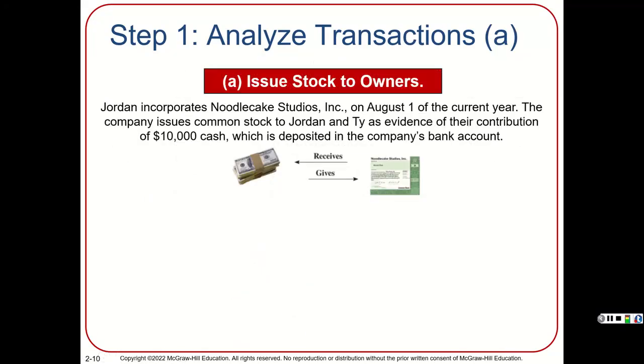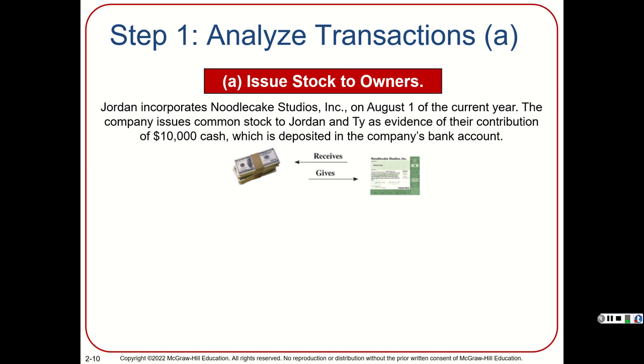So let's look at this first transaction. As we go through these, your homework is set up very similar. You're going to have a series of transactions that you're going to analyze, and then you're going to do what we call the journal entry, and then you're going to put it into a T account, so you're keeping track of your accounts, and that'll make more sense in just a moment.